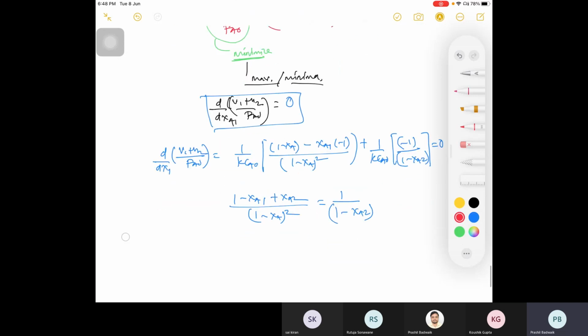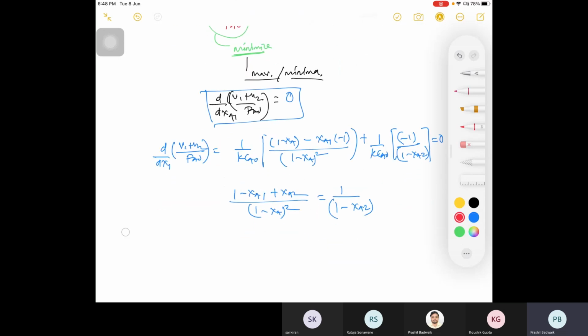Are you getting this? So from this equation, you can have the value of XA1, that is 1 minus square root of 1 minus XA2. This has been asked in the GATE exam, right? Please note this equation. You need to choose XA1 based on your XA final, right?